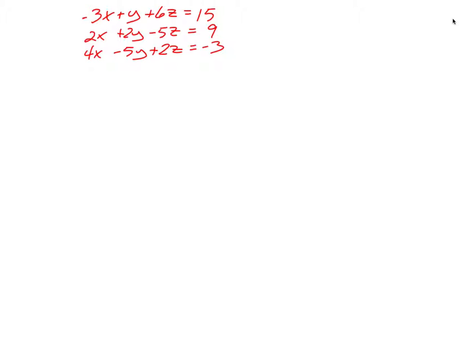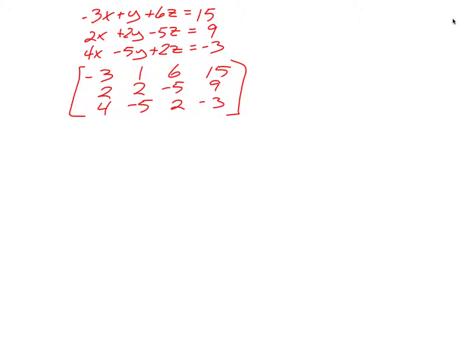Alright, -3x plus y plus 6z equals 15. 2x plus 2y minus 5z equals 9. 4x minus 5y plus 2z equals -3. So what's the first thing I want to do? Take the coefficients. Alright, coefficients, make your matrix. So -3, 2, 4, 1, 2, -5, 6, -5, 2, 15, 9, -3.